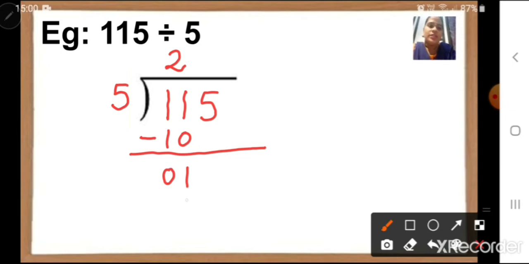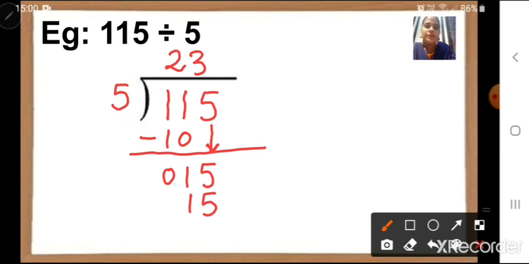Now children, the next step is to take the next number down, which is number 5, right? So I have made an arrow here, then number 5 will come down. Now what do we have here? Number 15. Now number 15 also we have to divide by 5, correct? So in 5's table, will 15 go? Yes, it will go. 5 3s are 15. So I will write here 5 3s are 15.